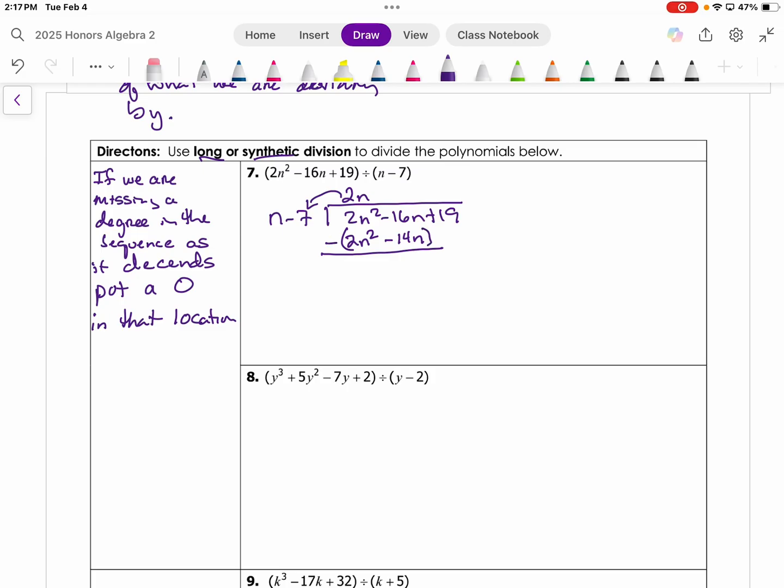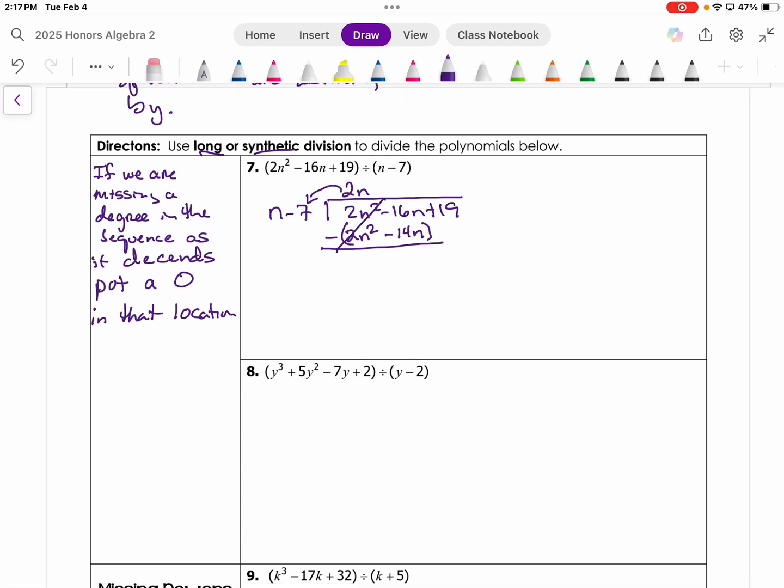Again, if you want to multiply that negative 1 inside and change the signs, you can do that. Okay? It's all what you want to do. Now, 2n minus 2n, they cancel. Negative 16 minus a minus 14 is a negative 2n, because technically it's negative 16 plus 14. So it's a minus 2n. Bring down the plus 19.